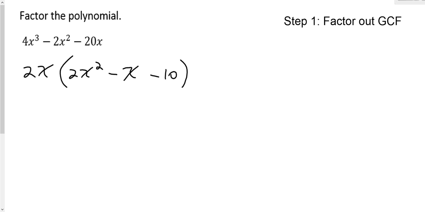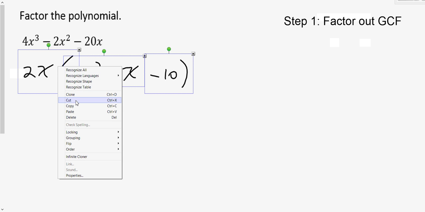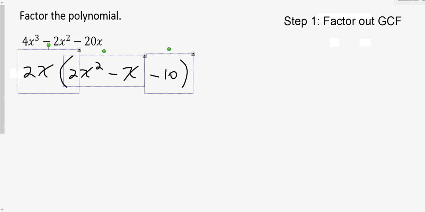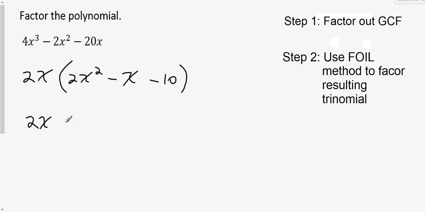All right, now step two is to take this resulting trinomial that we have here in the parenthesis and factor that. And we want to factor that using the FOIL method. So step two, the second step in the process, is to take the resulting trinomial, the one in the parenthesis, and use the FOIL method to factor that. So we still have the factor of 2x. We're not going to drop that factor. That's still a monomial factor.